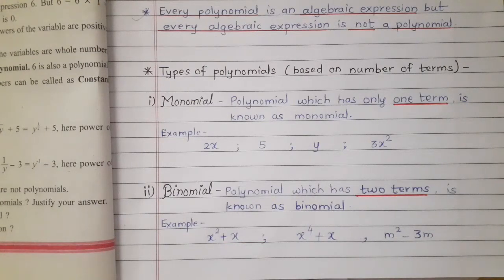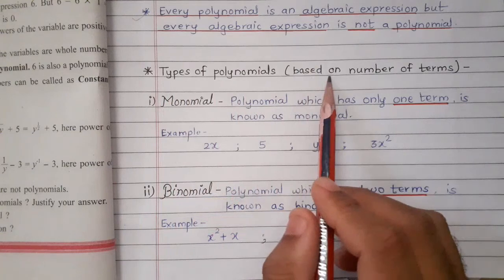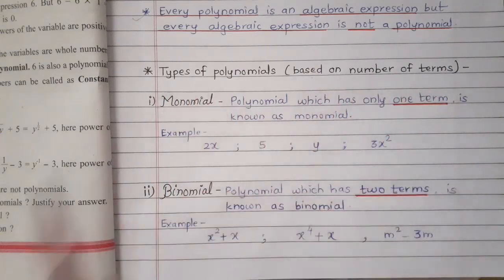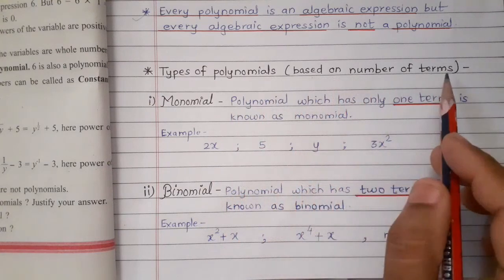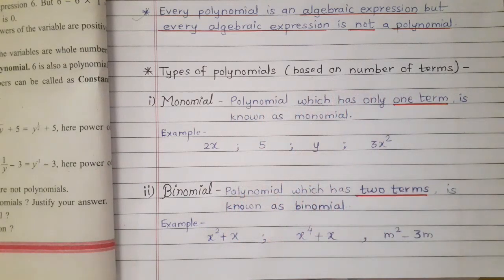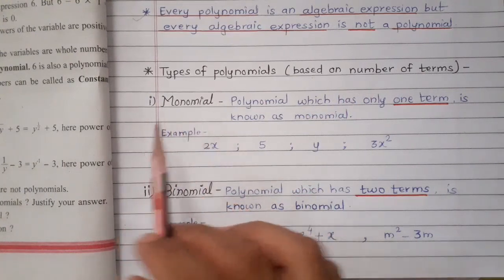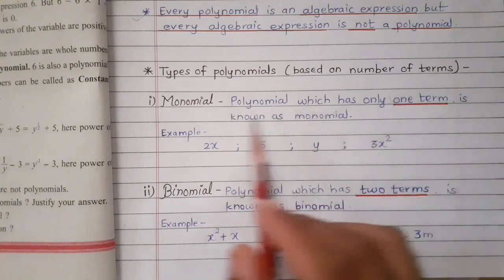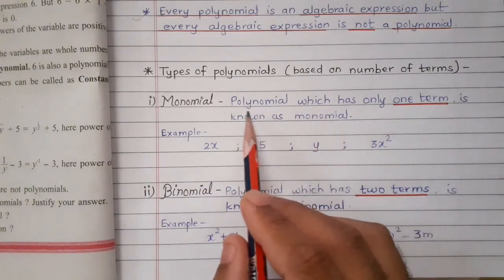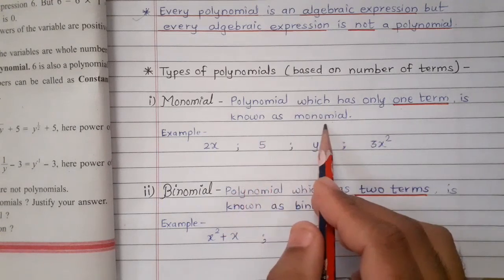Now we will study types of polynomials based on the number of terms. First type, monomial. A polynomial which has only one term is known as a monomial.